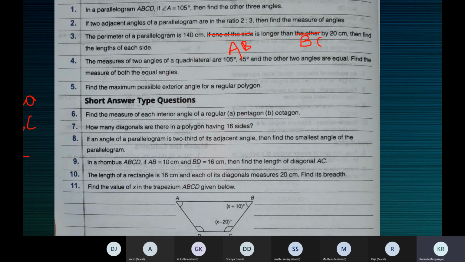Okay, ma'am. Repeat the formula, n into n minus 3 by 2. Okay, ma'am. What does n stand for? Ma'am, n stands for the angles degree. No, n stands for the number of sides. Is the value of n given in question number 7? Yes, miss. 16 sides, ma'am.